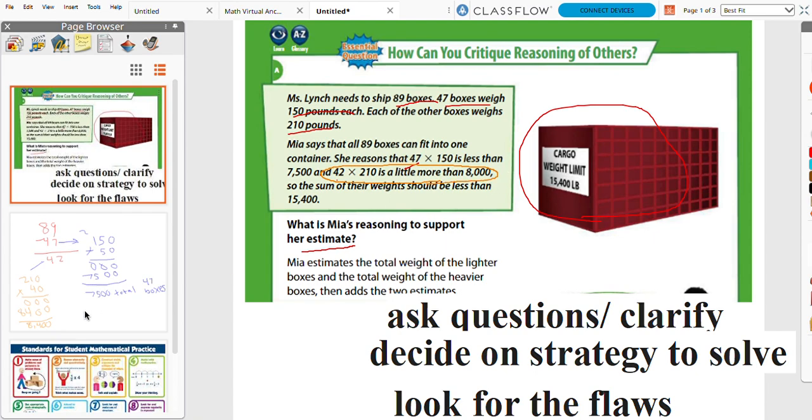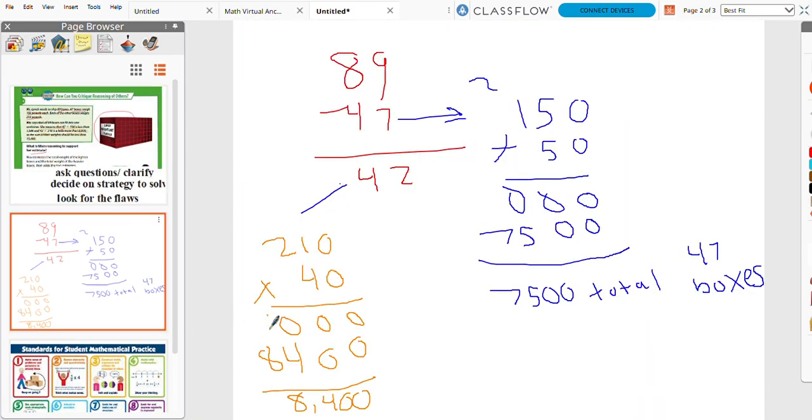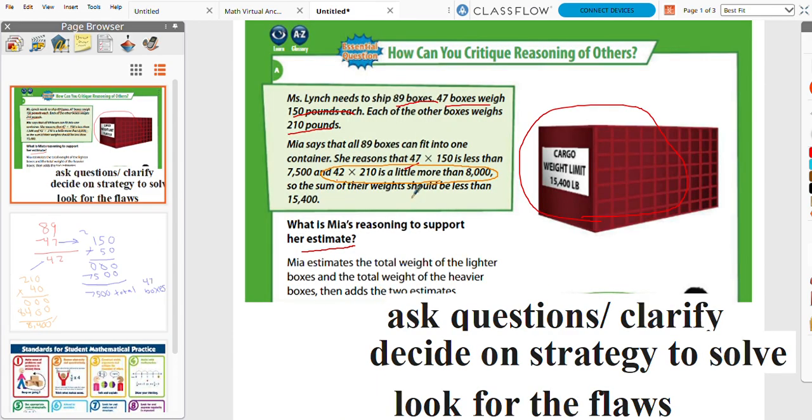42 times 210, if you really did 42 times 210, I'm doing that on my calculator right now just to save time, is 8,820. So really that number would be higher than this because we would be doing 42. So we found, they call this the fallacy in her argument, is right there.